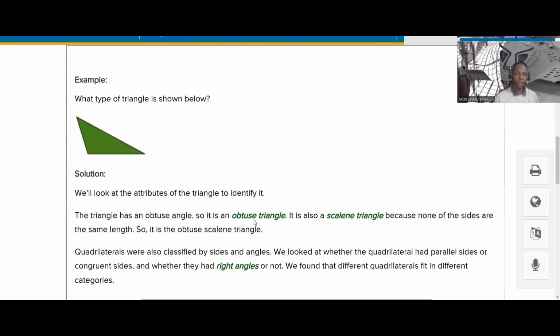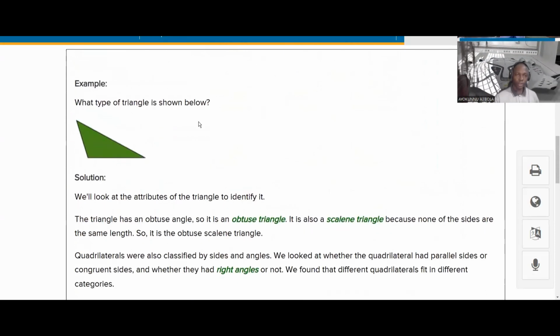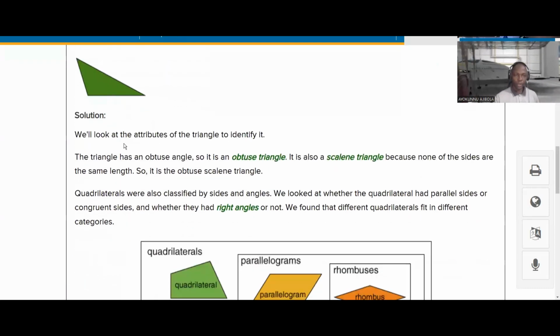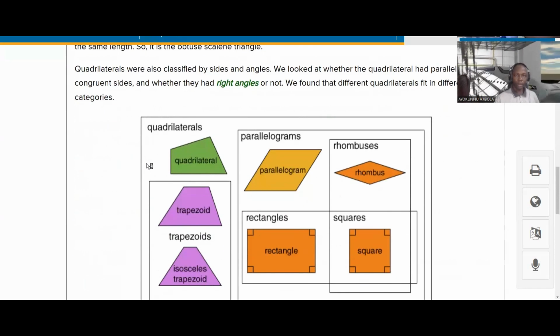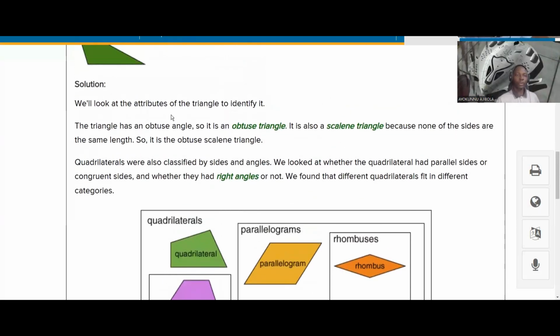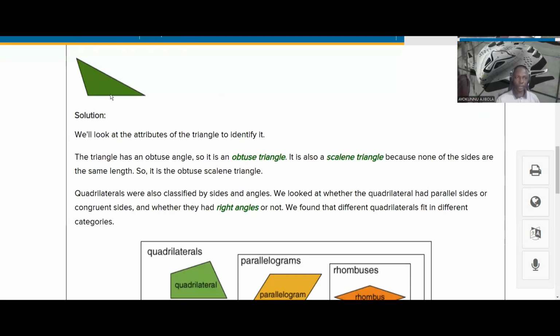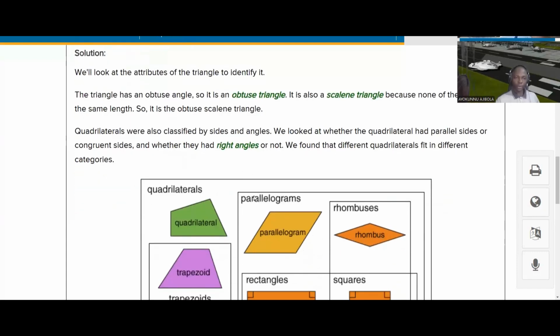Let's look at an example. So, what type of triangle is shown below? So this triangle, we look at the attributes of the triangle. So the triangle has an obtuse angle. You can see there. So it's an obtuse triangle. It's also a scalene triangle because none of the sides are equal. None of the sides are congruent. So it is scalene obtuse.